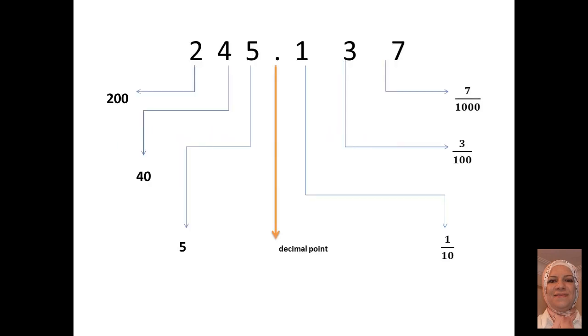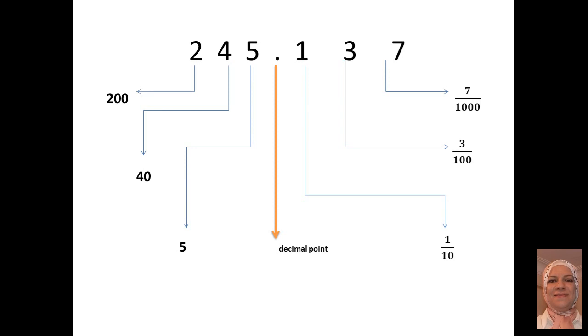So in the ones place we said we have 5, so it's a whole 5. In the tens place we have 4, which means 40. In the hundreds place we have 2, which is 200. What about the numbers after the decimal point? We said these numbers are parts of a whole, so they have very small value.